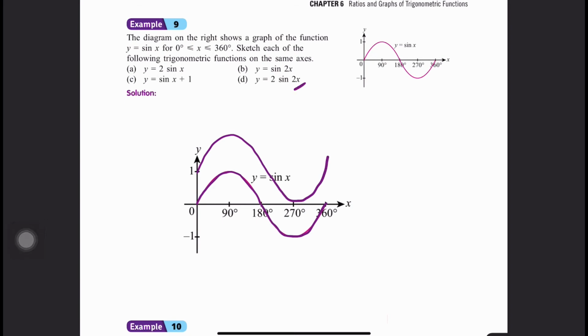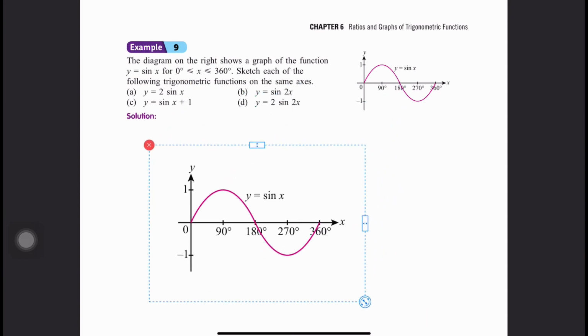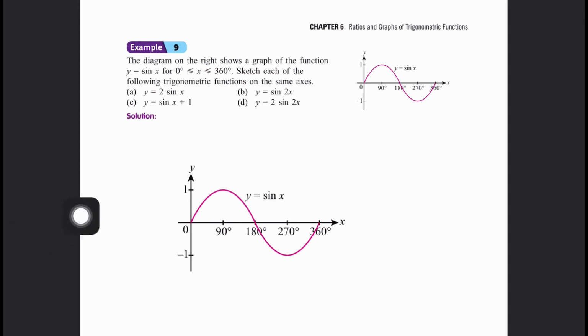Okay, now last one, D. Apa yang kita ada pada D? Okay, Y equals to 2 sin 2x. Okay, now kita ada beza ni. Okay, 2 ni amplitude, 2x ni adalah period. Okay, maksud dia amplitude paling tinggi kita adalah 2. Okay, saya naikkan ke atas. Okay, this is 2. This is negative 2.